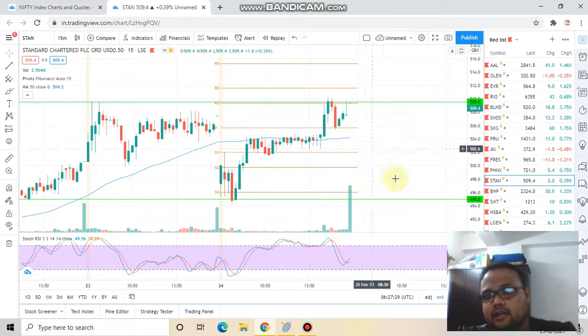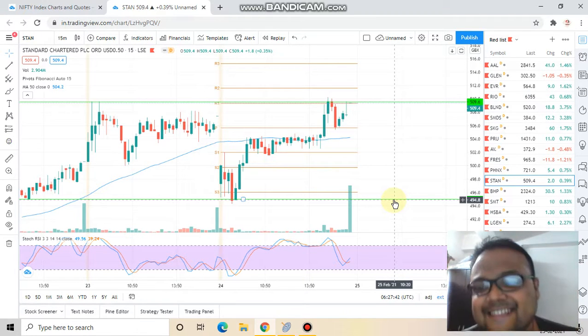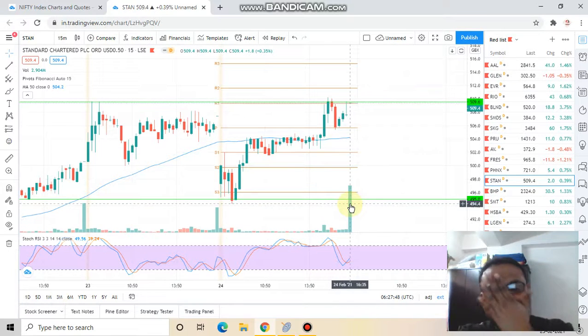In case it comes down to 495 level, if it bounces from here, then buy. Okay. And if you see some heavy selling pressure or big red candles, okay, in that case also you can sell only below this level, below this green line, or below 495 level.